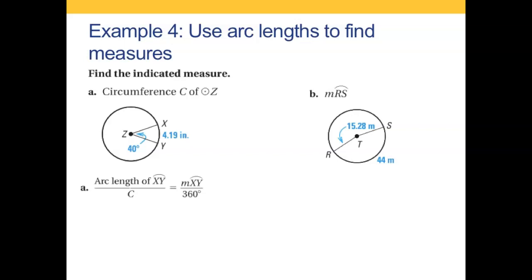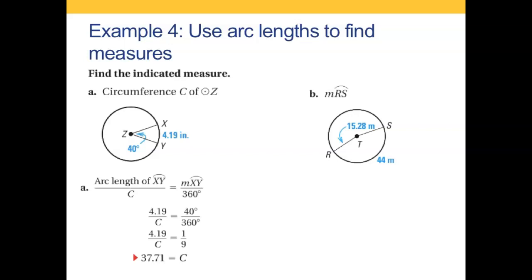Now let's substitute what we know. So we're told that the arc length of XY is 4.19. We're trying to find the circumference C, and we know that the measure of XY is equal to 40 degrees. Now to solve for the circumference, we can try to simplify. I'm going to simplify the right-hand side. That's equal to 1/9, so we can work with some easier numbers here. Cross multiply, and we get that C is equal to 37.71.